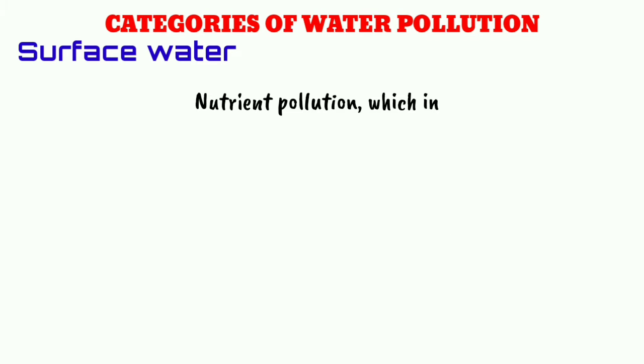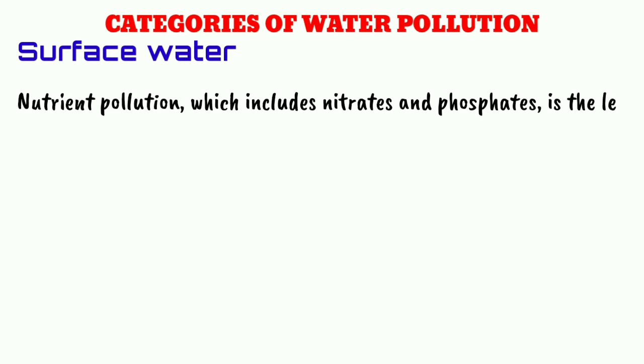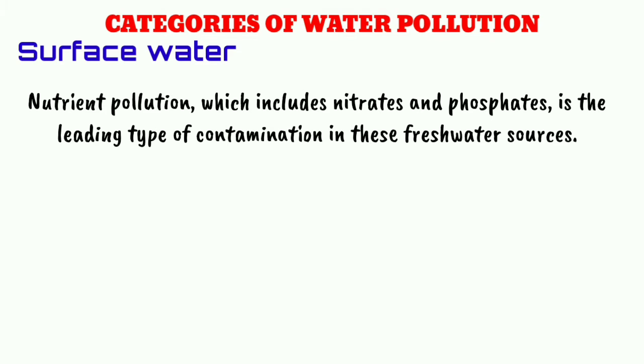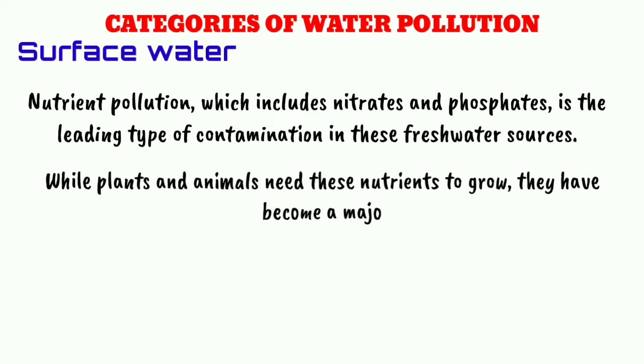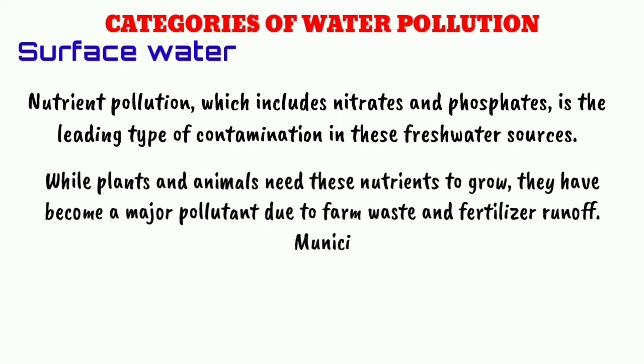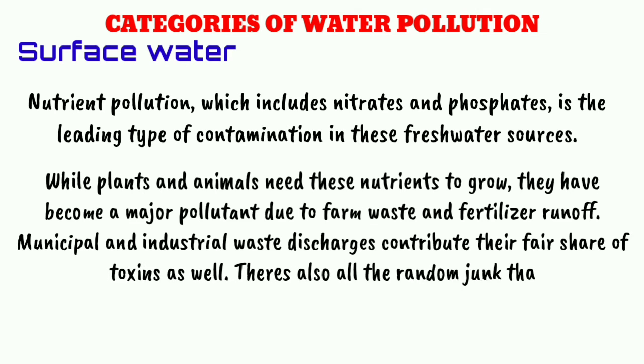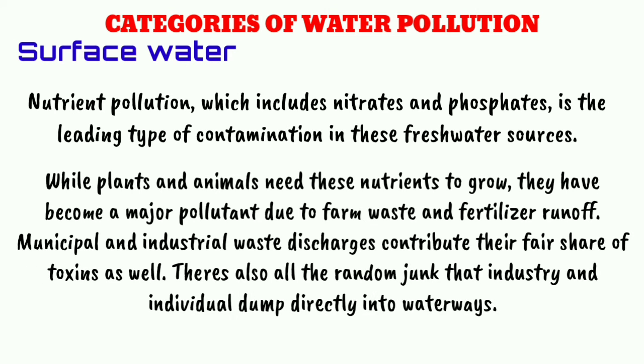Nutrient pollution, which includes nitrates and phosphates, is the leading type of contamination in these freshwater sources. While plants and animals need these nutrients to grow, they have become a major pollutant due to farm waste and fertilizer runoff. Municipal and industrial waste discharges contribute their fair share of toxins as well. There's also all the random junk that industry and individuals dump directly into waterways.